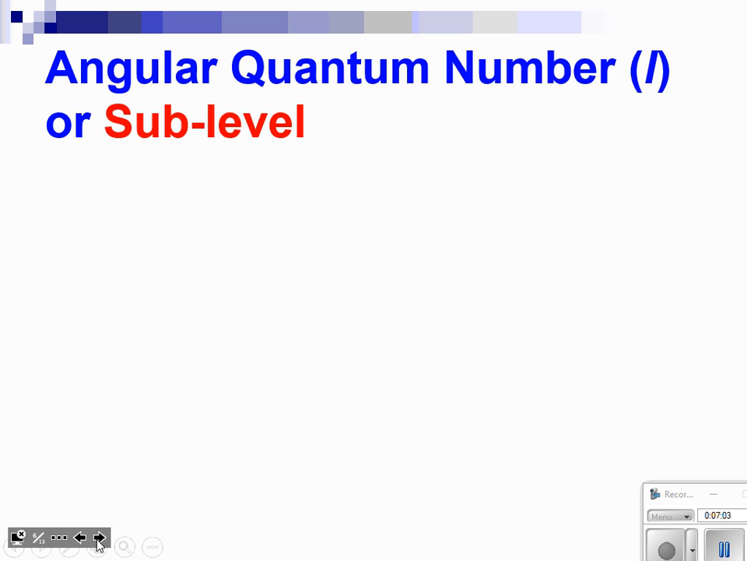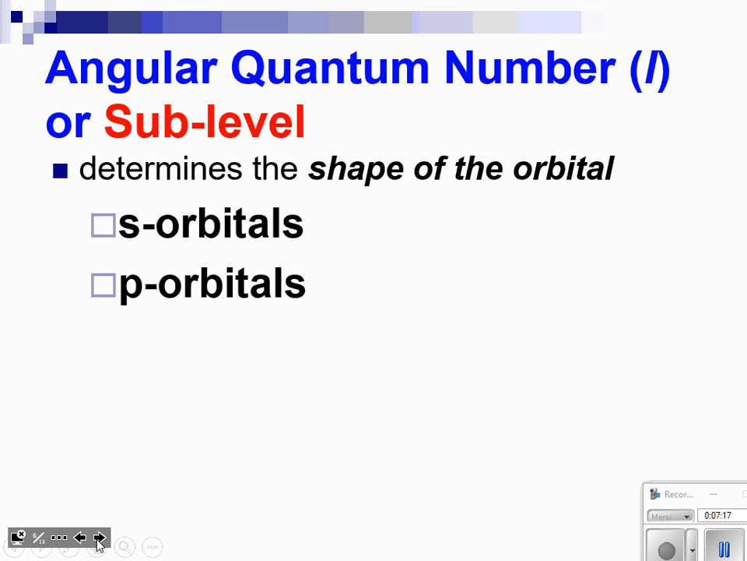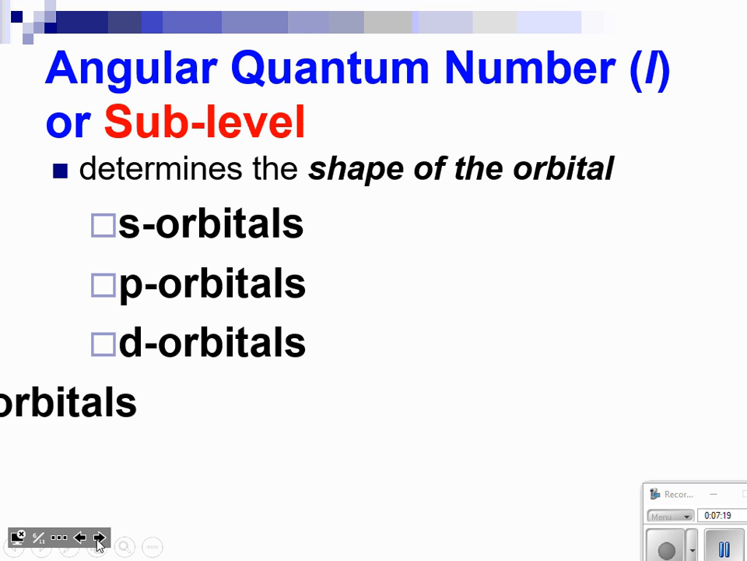The angular quantum number, which is also referred to as the sublevel, determines the shape of the orbital, whether it is an s orbital, a p orbital, a d orbital, or an f orbital. Those are the 4 types of orbitals that you will be dealing with: s, p, d, and f.